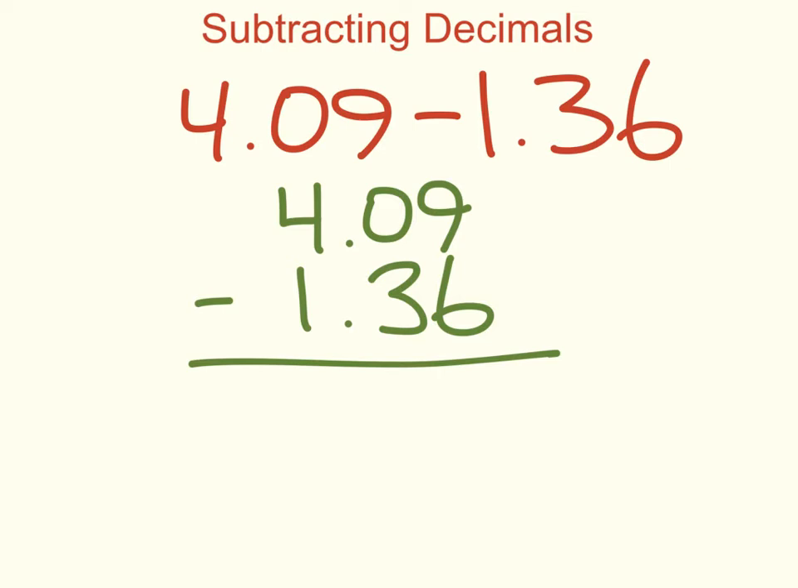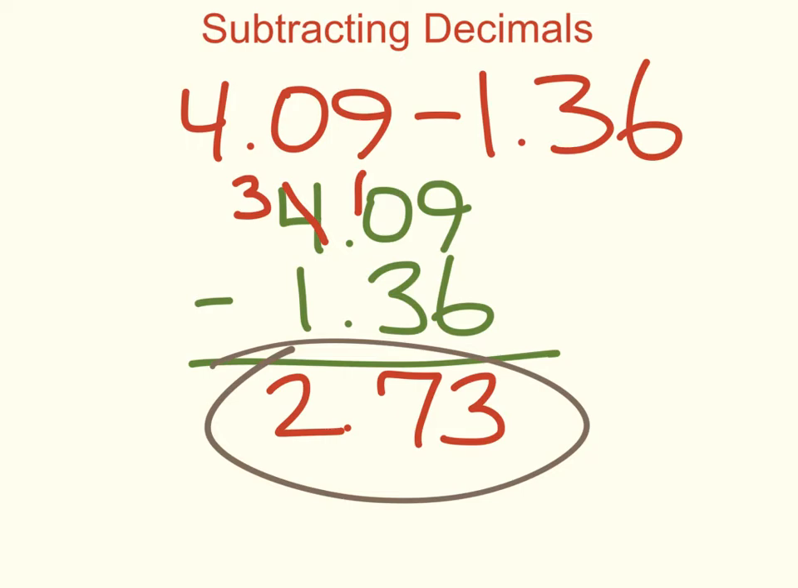9 minus 6 is 3. 0 minus 3, I can't do that. I can't have 0 cookies and give 3 away, so I have to borrow. Now I have 10 minus 3 is 7. Bring my decimal down. 3 minus 1 is 2. And there's my answer. Excellent.